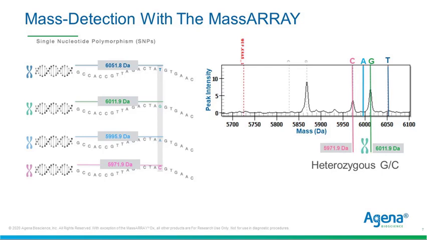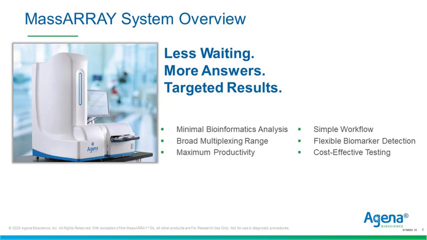There are 2 things you can see here. One is that all the primer is being consumed and extended into a C and a G peak. You can also see from this data that the C peak is about 30% and the G peak is about 70%. So it's not only qualitative, it's also quantitative. In summary, the MassARRAY system gives you less waiting, more answers, and very targeted results.